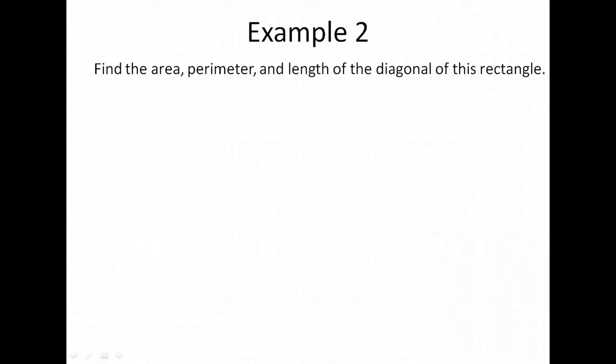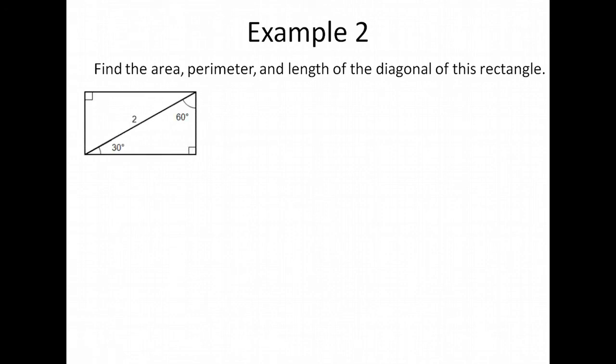They want us to find the area, perimeter, and length of the diagonal of this rectangle. So let's see what we've got here. This time we've got a diagonal length of 2, and we have a 30-degree angle and a 60-degree angle in each of these two triangles formed by the diagonal. Since it is a right triangle, we can use different things to find information from this. So we're going to use the trig ratios in this case.